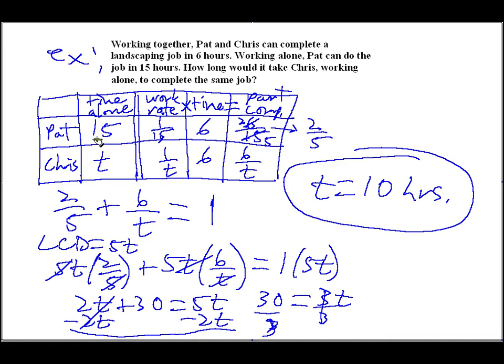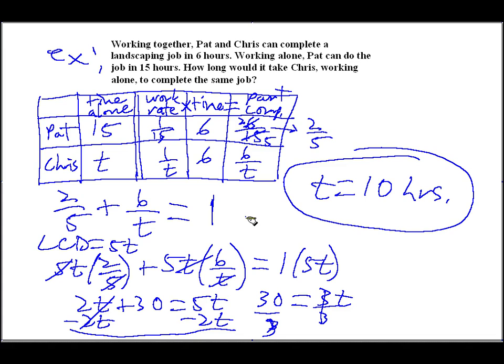So the key is to fill out this table. Once you get these two parts, you add them up and set it equal to 1, because these two parts add up to the entire job, 100% of the job. Hopefully we see the logic in these two problems. Now, let's look at the other application problem that we've seen before.